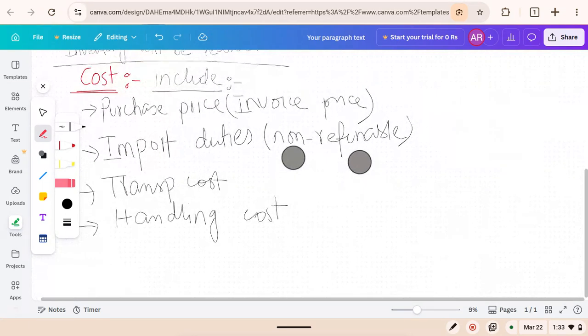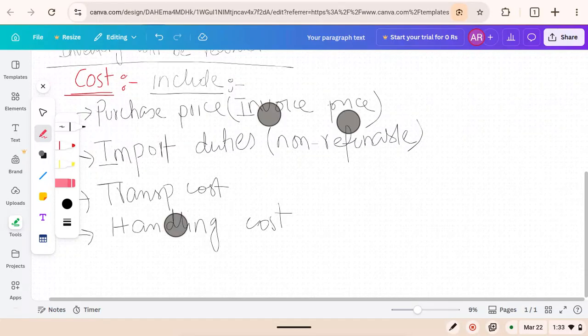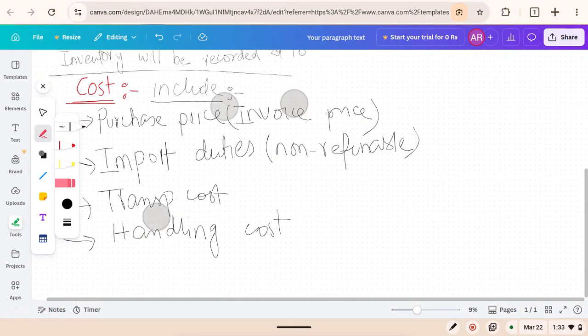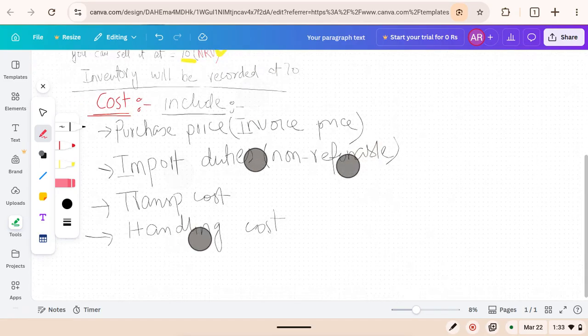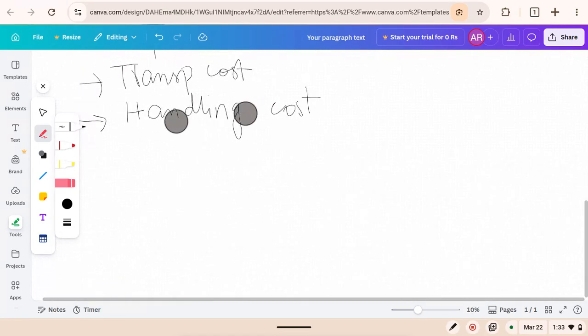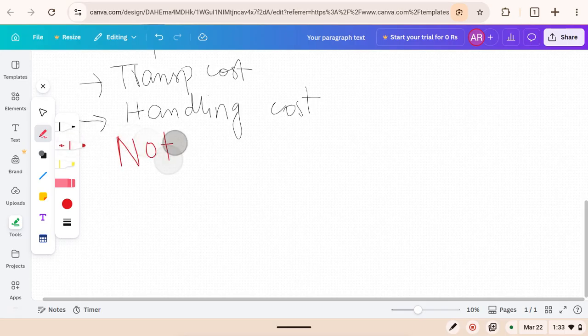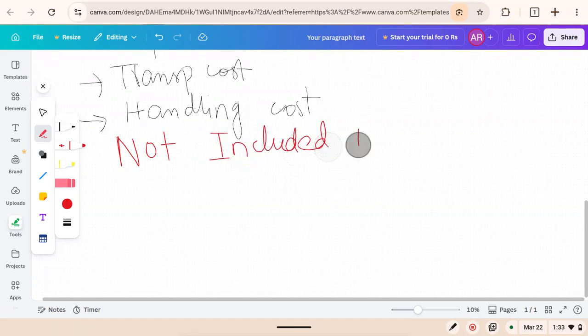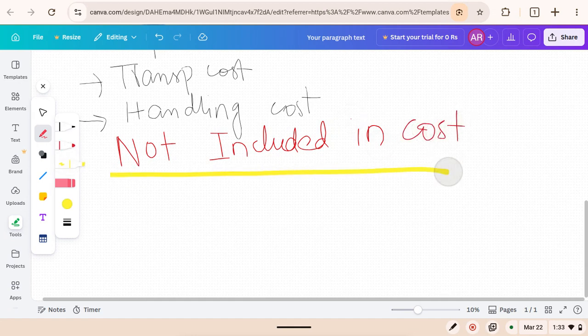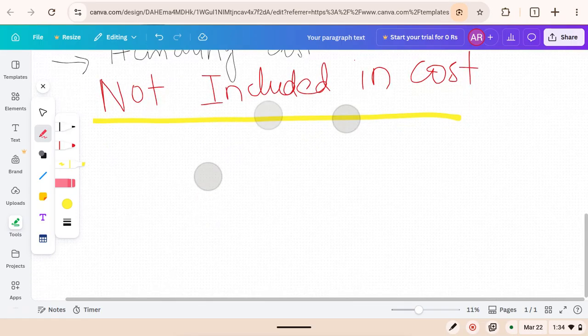Okay, these are major examples of cost which are to be included while we are calculating cost. Now we are telling what is not included in cost. What is not included in cost? These are more important.